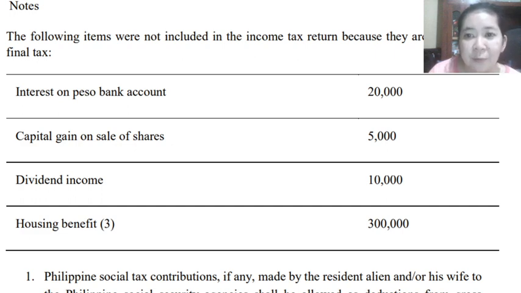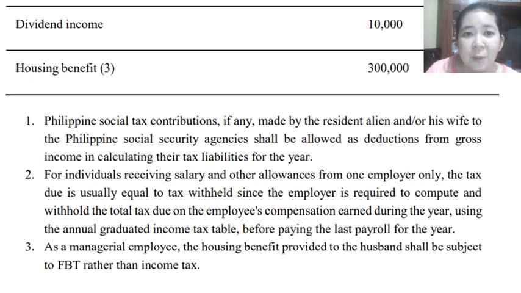Housing benefit of 300,000. This is a fringe benefit. Okay, so that's exempted. So the Philippine social tax contributions, if any, made by the resident alien and or his wife to the Philippine Social Security agencies shall be allowed also as deduction if there is any from their gross income in calculating their tax liabilities for the year. For individuals receiving salary and other allowances from one employer only, the tax due is usually equal to the tax withheld. Okay, so that's why in this case, their tax due is zero because their employer already withheld their tax due.